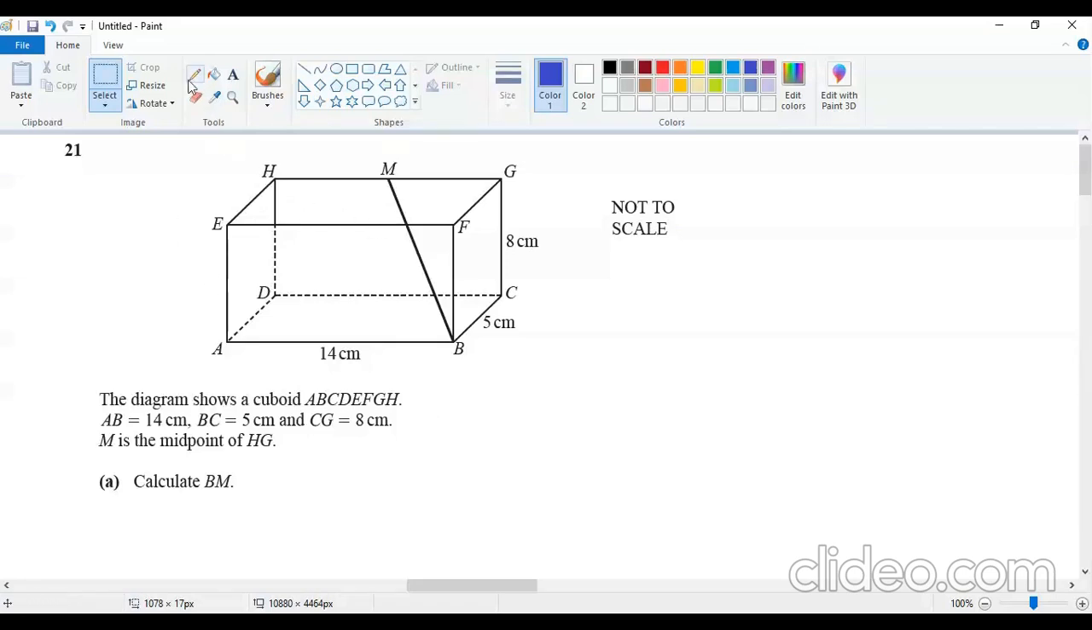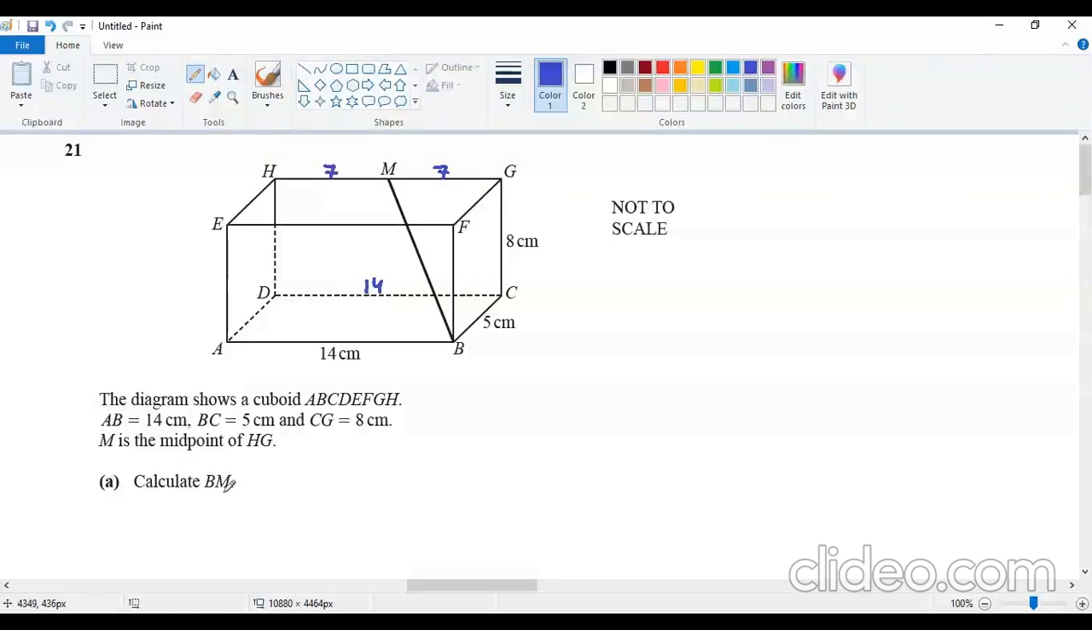Okay, in question number 21, it says the diagram shows a cuboid, ABCDEFGH. AB is 14, that means this is 14. So this is also going to be 14, and HG is also 14. And M is the midpoint, that means this is 7, and this is also 7.